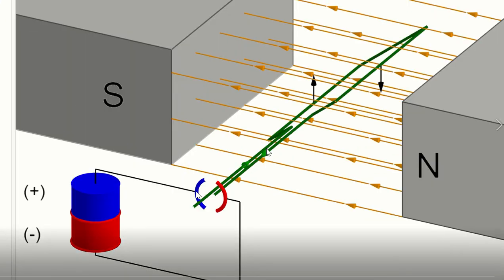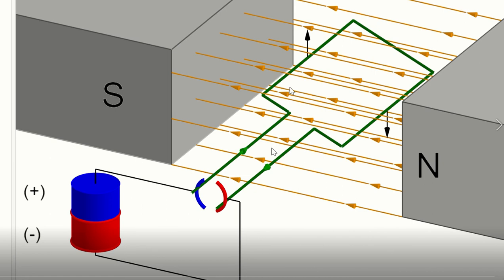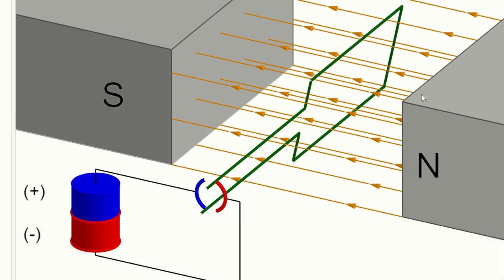The brushes press onto a metal split ring commutator fixed to the coil. So this is the coil, these are the commutator, and here should be the brushes. When a current is passed through the coil, it spins.